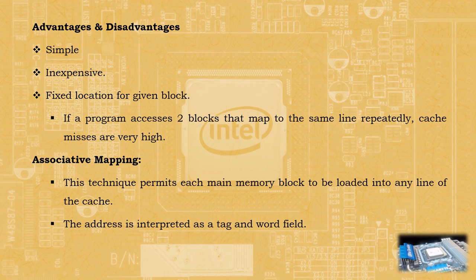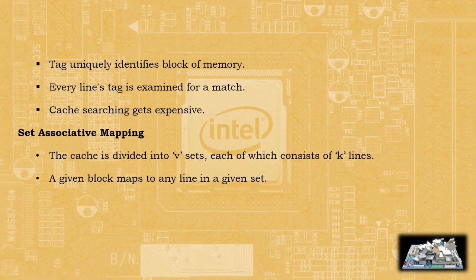Associative mapping. This technique permits each main memory block to be loaded into any line of the cache. The address is interpreted as a tag and word field. In a simple way, we can say a tag uniquely identifies a block of memory. Every line tag is examined for a match. Cache searching gets expensive.